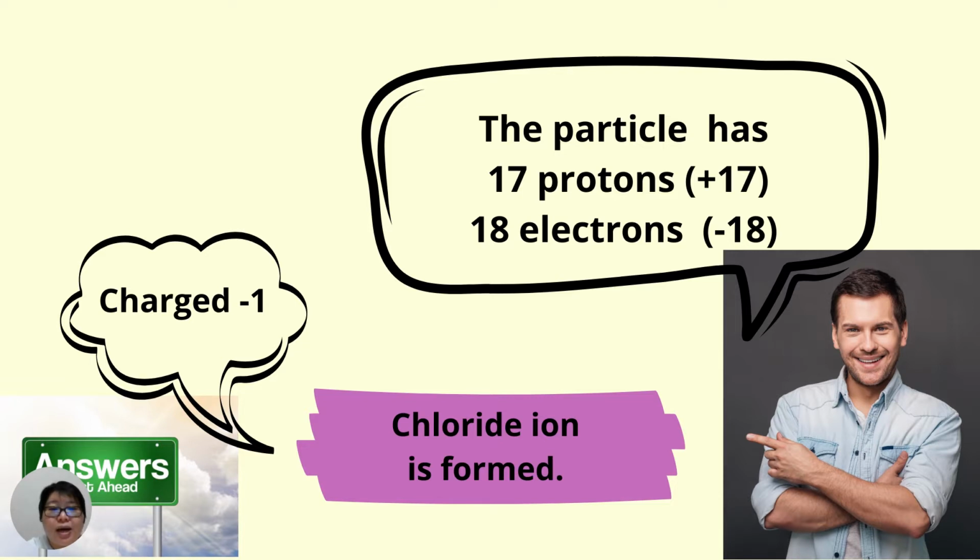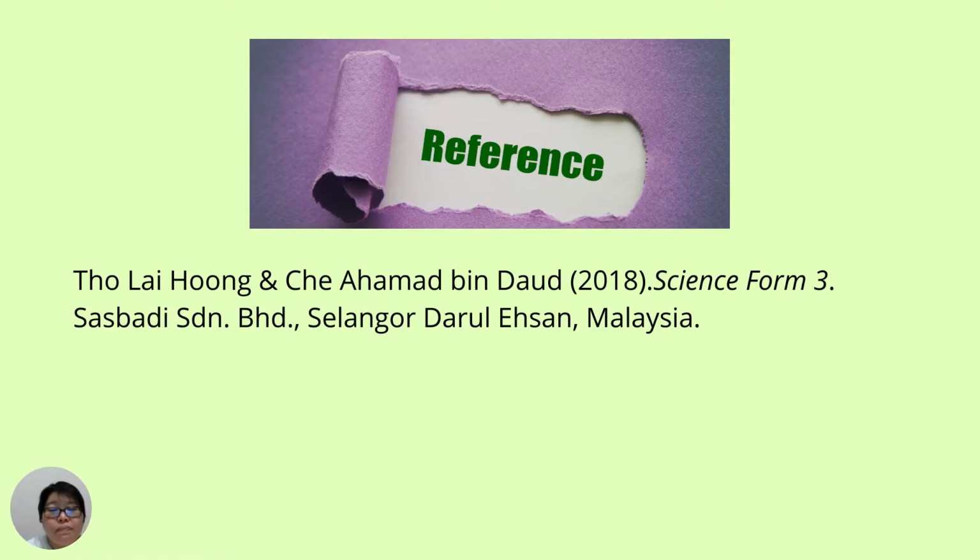Until then, we have already mentioned the formation of the positive ion and the negative ion. What we mentioned just now was about the structure of the atom. If you want to know more about that, please refer to your textbook.